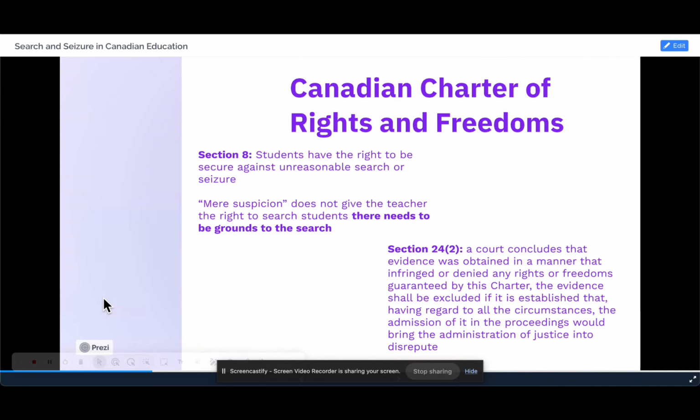Section 24(2) implies that a court concludes that evidence was obtained in a manner that infringed or denied any rights or freedoms guaranteed by this Charter. The evidence shall be excluded if it is established that, having regard to all circumstances, the admission of it in the proceedings would bring the administration of justice into disrepute.